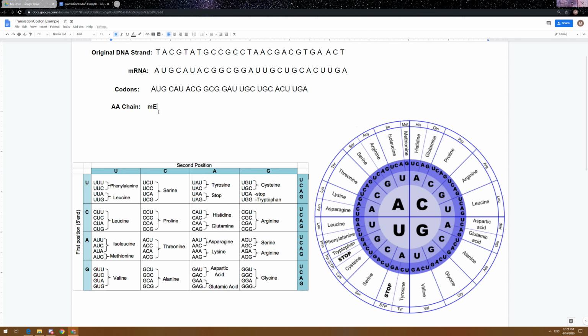Oh, I got caps lock on, sorry guys. That's our first one. Our amino acids sometimes will be represented by a 3-letter abbreviation. It doesn't say it here, but on our codon wheel, if we look for methionine, which is right here, it's MET.